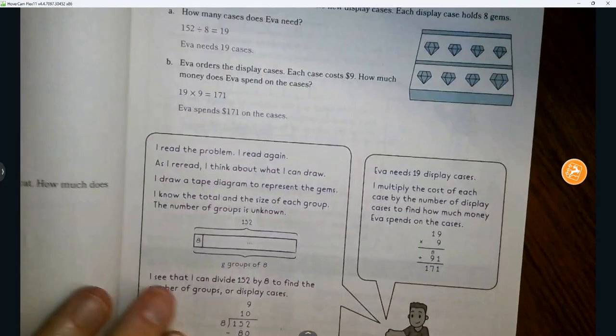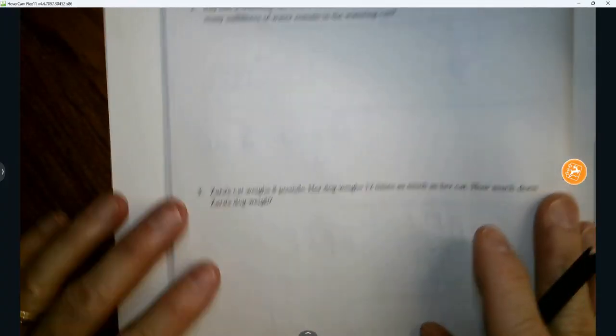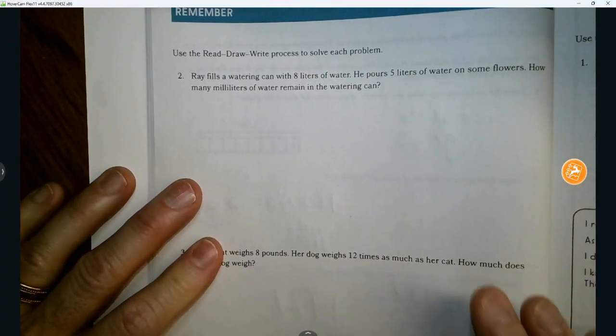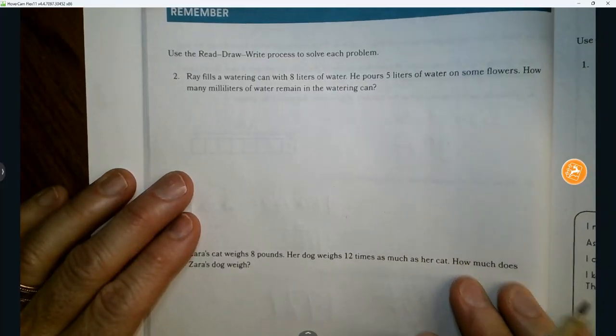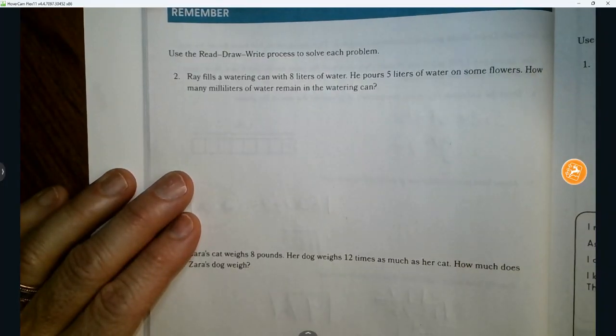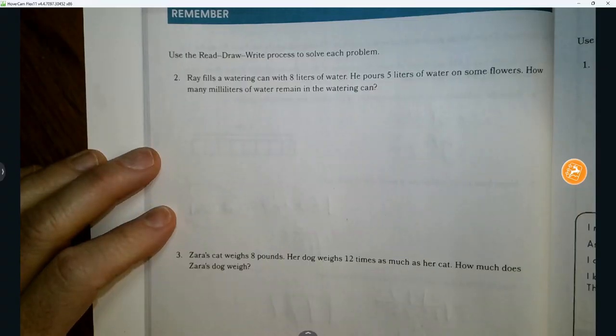Let's turn over to the back. We got page 148. All right, I'm going to read these. You're doing them on your own, though. I did the first page. That was a lot, so you guys got to do this on your own.